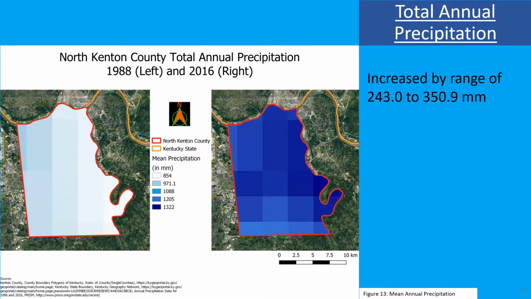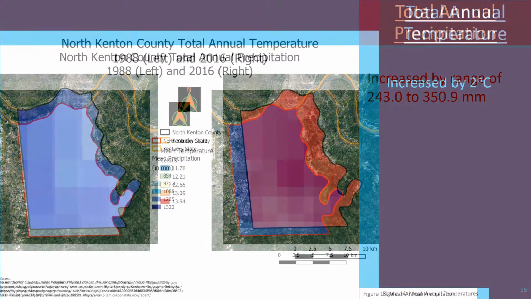Mean precipitation from 1988 to 2016 has increased by a range of 234 to 350.9 millimeters. Increase in precipitation over time could mean heavier rainfall events in the region. Heavier rainfall means more storage of water in clayey and silty soils and formations, thus increasing occurrences of landslides.